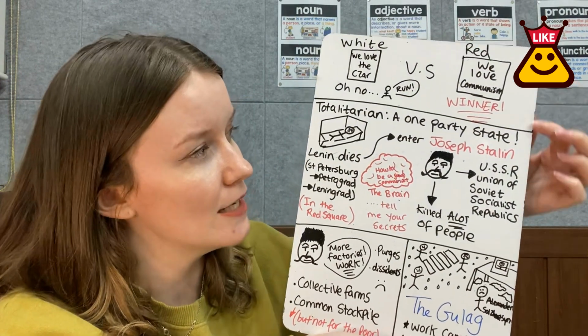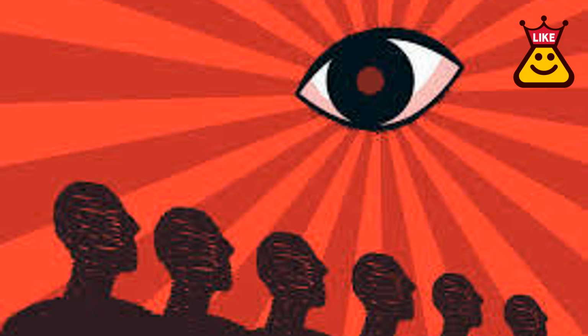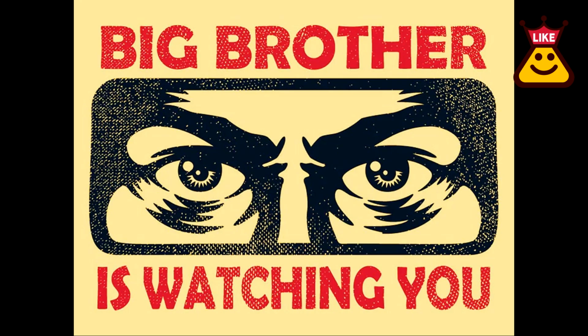Because of this, Russia became a totalitarian state. This basically means a country where there's only one party. There's no choice, okay? There's only one party.